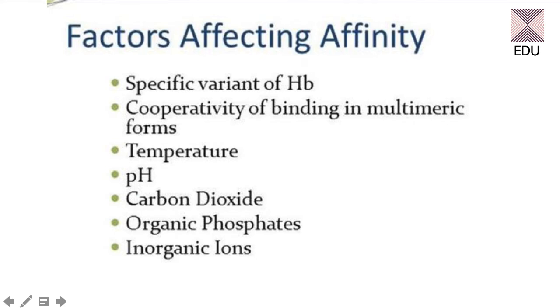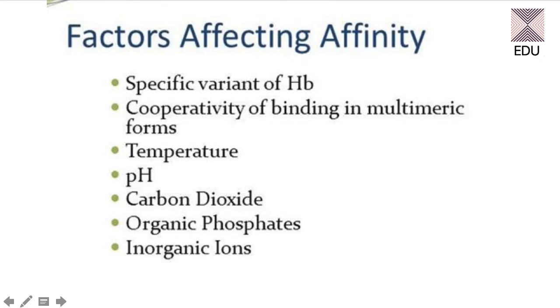The next factor is the organic phosphates. Various organic phosphates may affect the affinity of the pigment. Next are the inorganic ions. Many ions can affect the affinity of the pigment towards a particular gas. So these were some of the factors affecting the affinity of the pigment. Here the most important factors are the temperature, the pH, and the partial pressure of carbon dioxide. These are the major factors affecting the affinity.